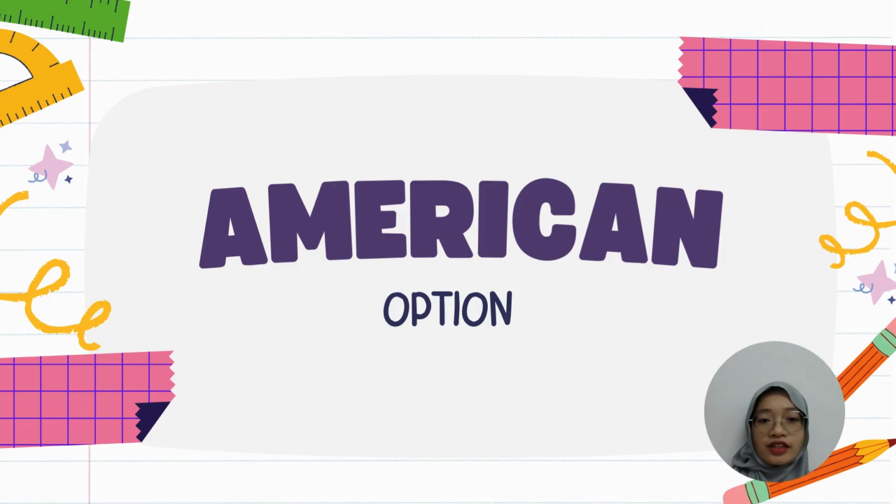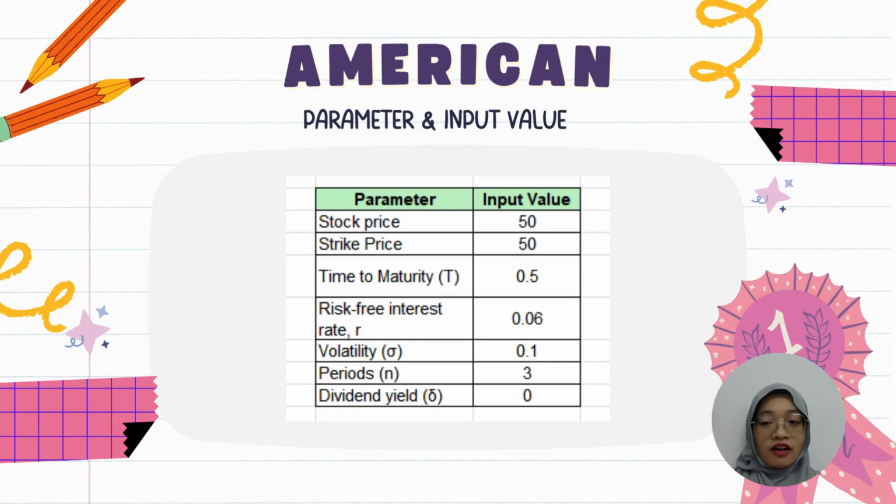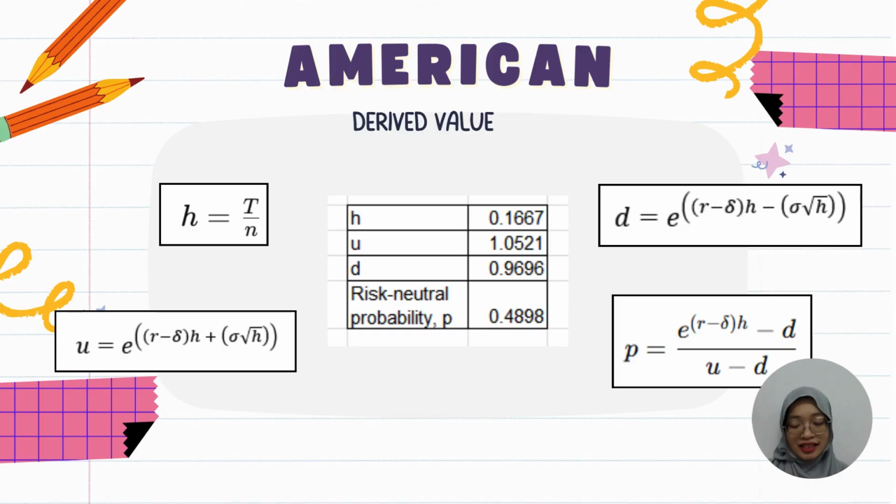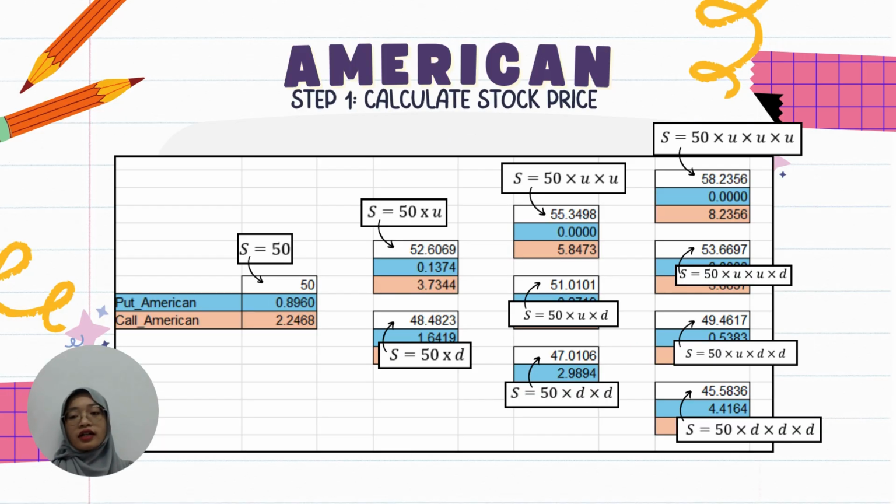Now, I would like to continue with the American option. Firstly, we set the parameters and input values for this option: stock price is equal to 50, strike price 50, time to maturity 0.5, risk-free interest rate 0.06, volatility 0.1, periods is 3, and dividend yield is 0. Next, we will derive the values using the formula in Excel. We will get H, the up factor, the down factor, and the risk neutral probability P. Then we will start to calculate the stock price.